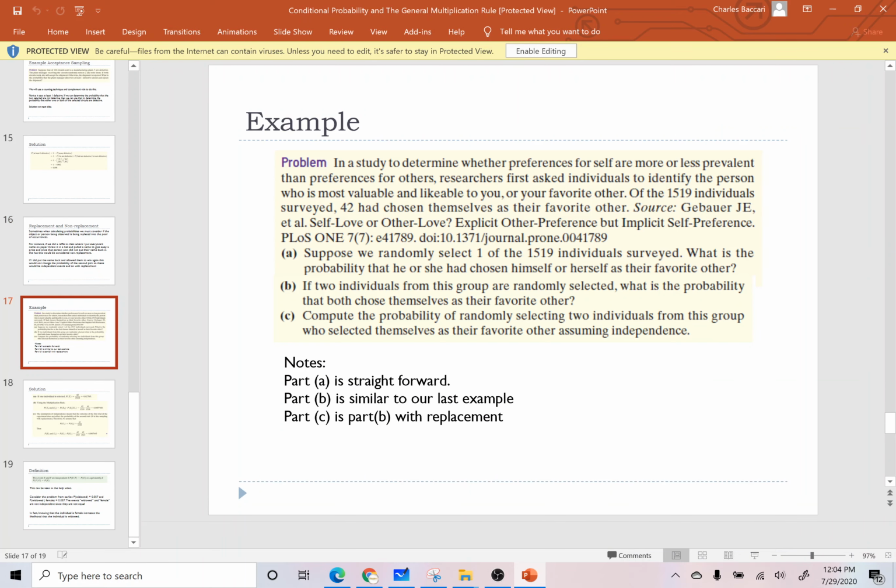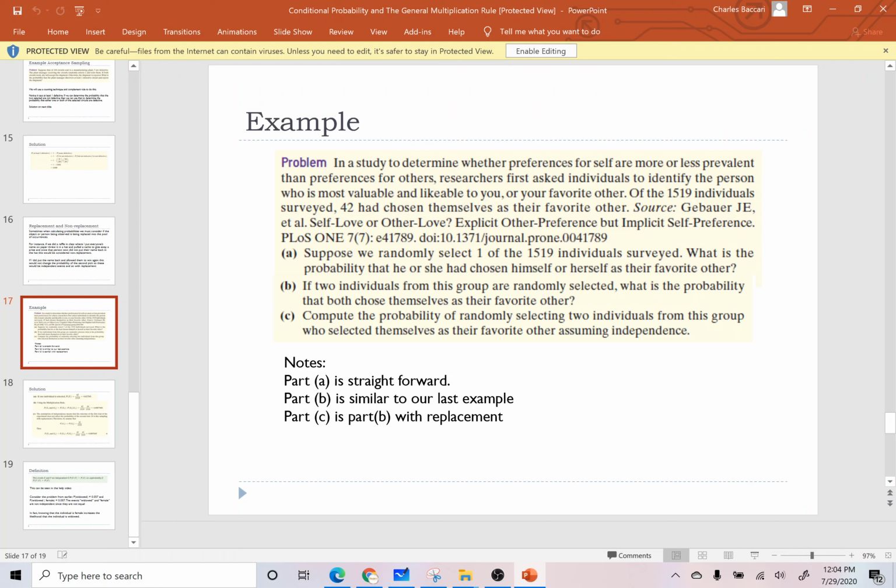Okay, so in this one it says, in a study to determine whether preferences for self are more or less prevalent than preferences for others, researchers first asked individuals to identify the person who is most valuable and likable to you, or your favorite other. Of the 1,519 individuals surveyed, 42 had chosen themselves. So suppose that we randomly select one of the 1,519. What is the probability that the person we chose is their favorite other? That would be the 42 who chose themselves, so 42 out of 1,519.